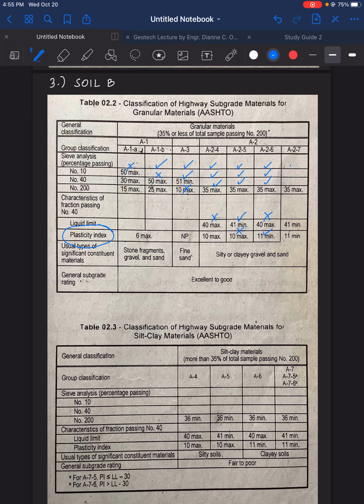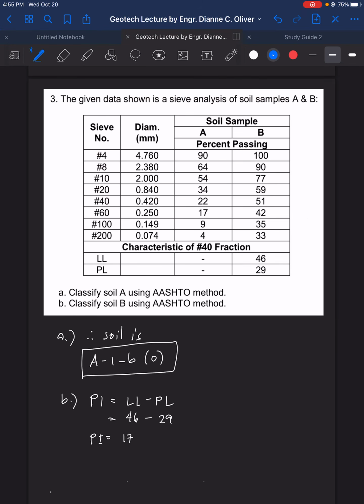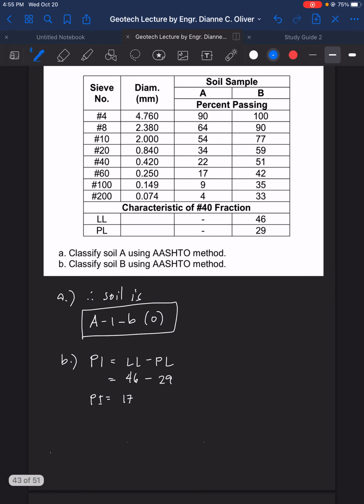For A-7, check. 35 max. 41 minimum, because we have check mark here. 41 minimum and 11 minimum. Okay, finally, we were able to find out that the category here, or the classification, is A-2-7. Okay? Therefore, that is the classification. So, therefore, it is soil A-2-7. The question here is the GI.